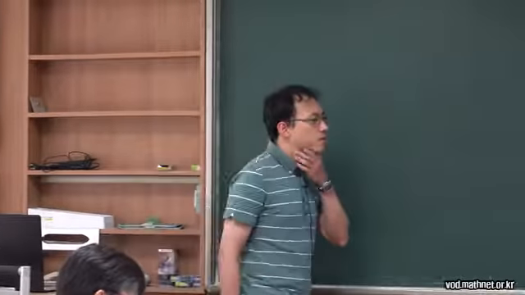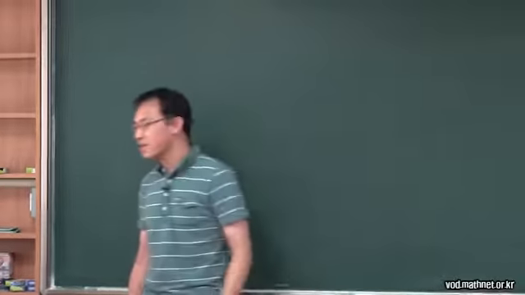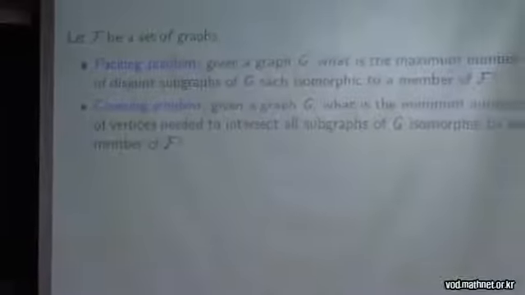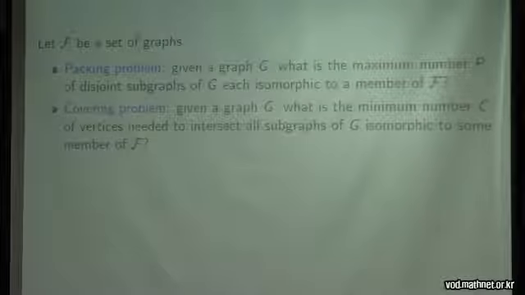So my talk is about picking and covering something in graphs. So what are the topics? Several problems in combinatorial optimization or in graph theory can be modeled as these two types of problems. The first kind is called the picking problem. The other is called the covering problem.